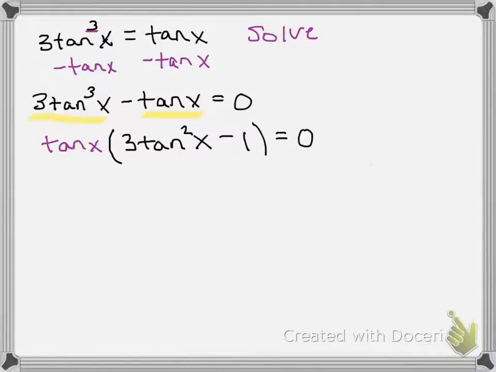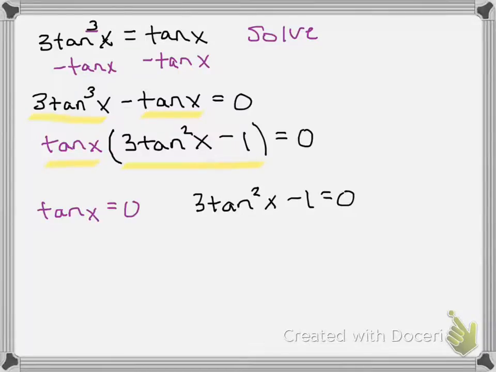Which, like we've talked about, this is so nice because now I can set both these pieces equal to 0. I have two terms, or two pieces to this. I have one group there and I have one group here, and both of those could really be seen as being equal to 0. So maybe my color coding is kind of nice here. Tangent x equals 0, or 3 tangent squared x minus 1 equals 0. And now I still need to solve.